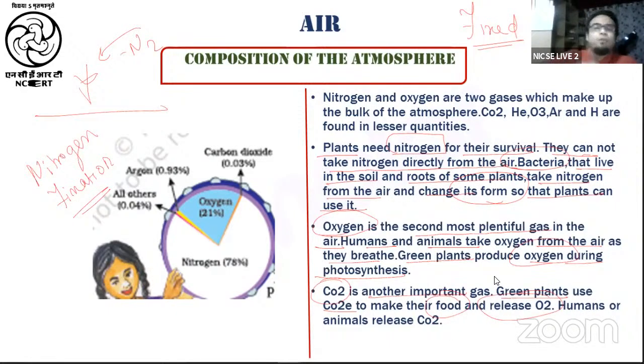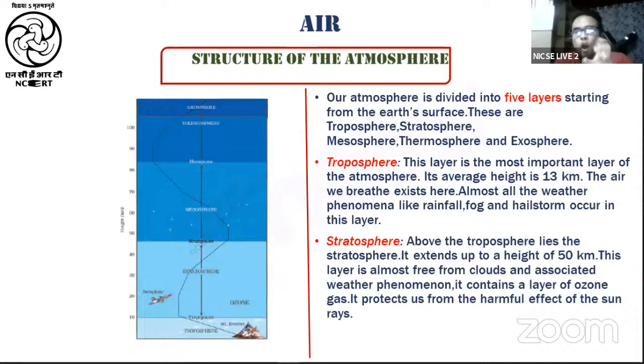So when we breathe in, we take up oxygen and we release carbon dioxide. This carbon dioxide is taken by the plants. Similarly, the plants take up the carbon dioxide, and with the help of photosynthesis, they produce oxygen, right? So this is how we are both helping each other. Humans and animals release the carbon dioxide, which is used by the plants. So this was about the composition of the atmosphere.